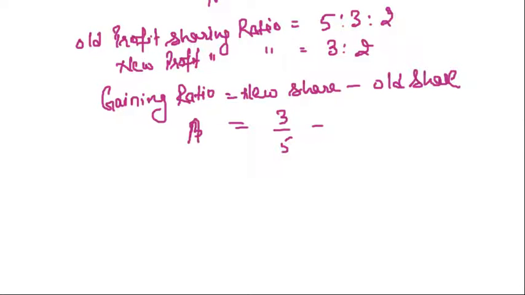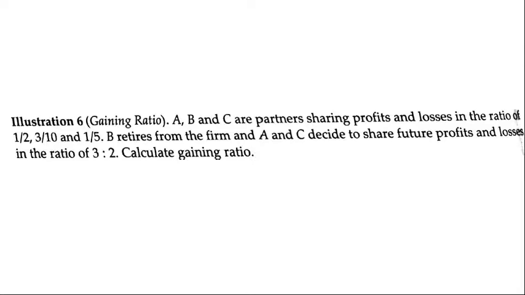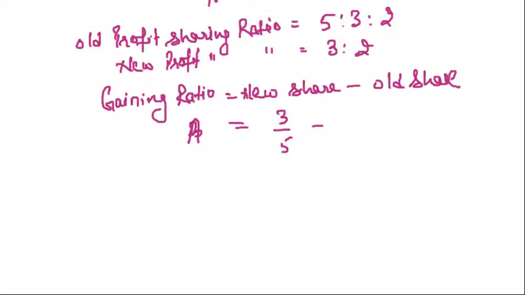So for A, B retires. See, the question says B retires from the firm and A and C decide to share. So for A, what is the new share? 3/5. What is the old share? 5/10. So if we take the LCM, this comes to 1/10. Clear?